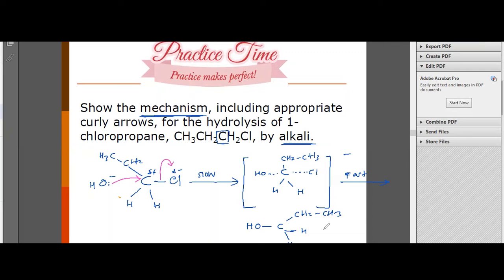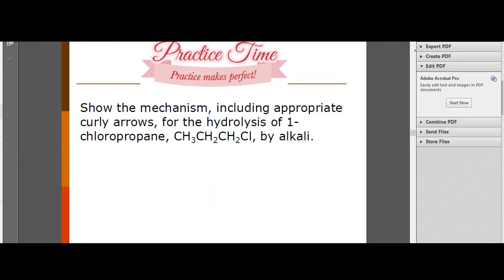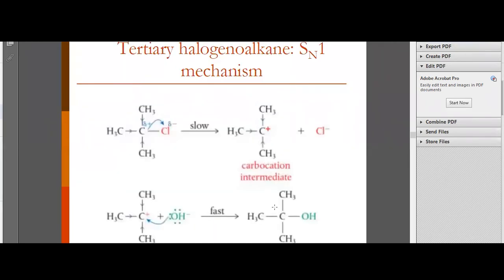What's the name for the product? Can you give the name? This is an alcohol, right? Since it has an OH group, the carbon attached to the OH should have the lowest number. So you can see that this is propan-1-ol.